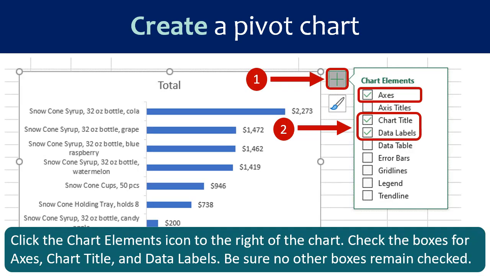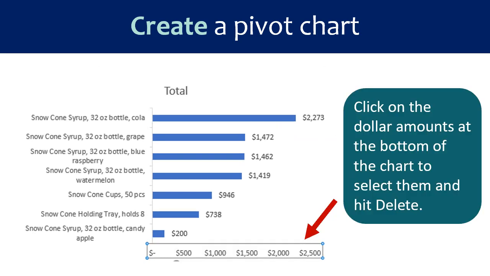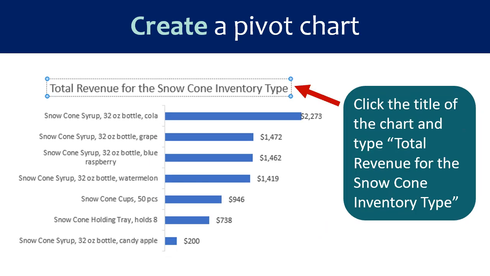Click the Chart Elements icon to the right of the chart. Check the boxes for axes, chart title, and data labels. Be sure no other boxes remain checked. Click on the dollar amounts at the bottom of the chart to select them and hit Delete. Click the title of the chart and type Total Revenue for the snow cone inventory type.